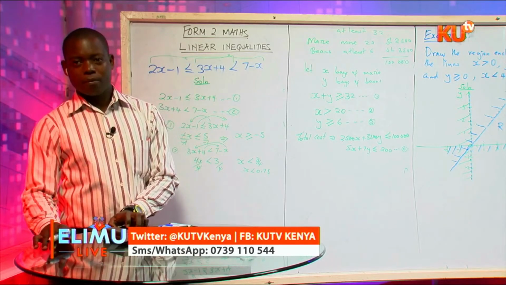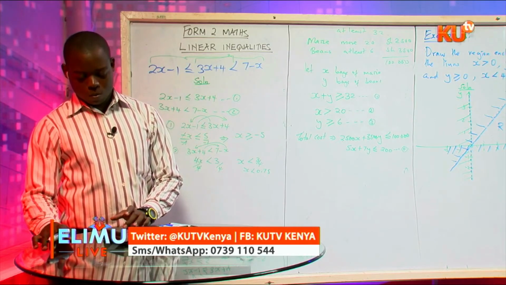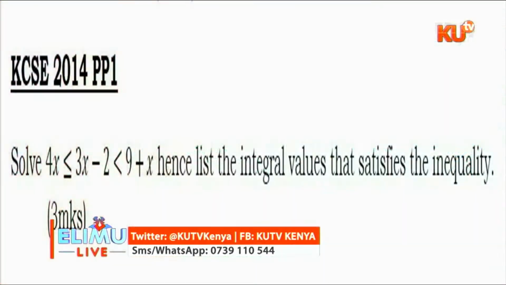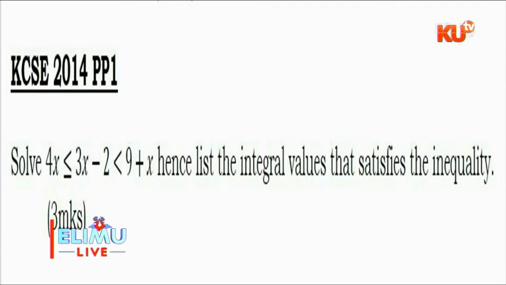Next question. The next question, that is in 2014. In 2014, students were asked to solve the inequality, which is 4x less than or equal to 3x minus 2 less than 9 add x. Then they were to list the integral values of x. So that is for 2014.